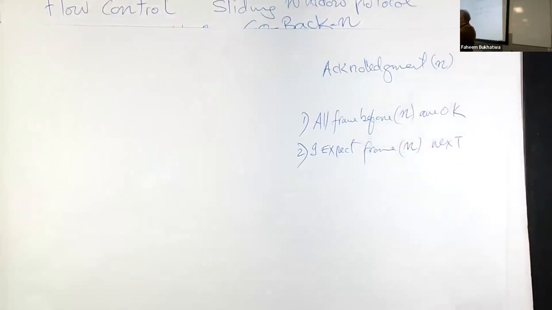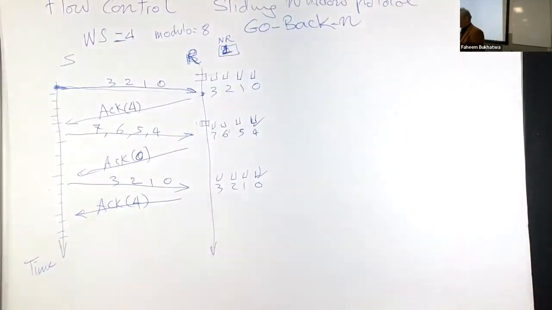If I send you acknowledgement 4, what does it mean? It means everything before 4 is okay, but now I'm waiting on number 4. Okay, so it means these two things. That's what acknowledgement means. All right, so that's how it keeps working.